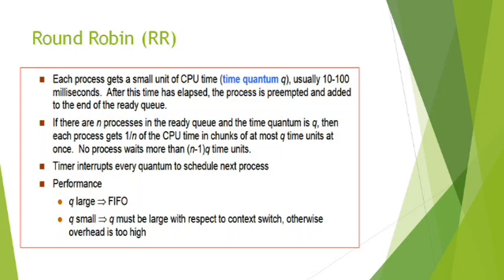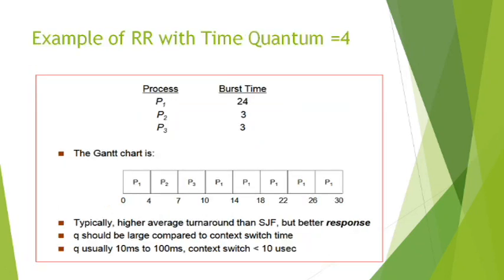No process waits more than (n minus 1) Q time units. A timer interrupts every quantum to schedule the next process. As for performance, if Q is large it is the same as first in first out, and if Q is small, Q must still be large with respect to context switch time, otherwise the overhead is too high.